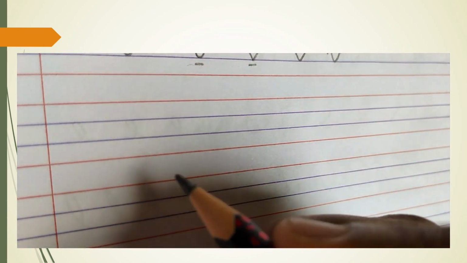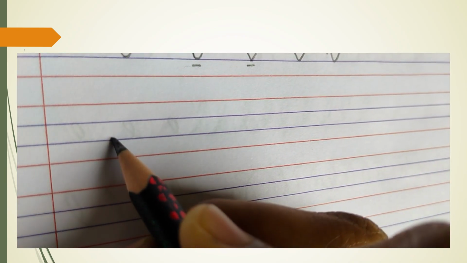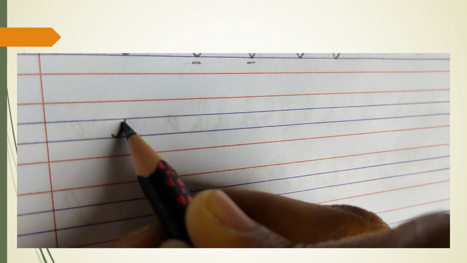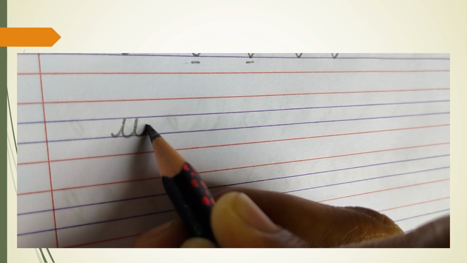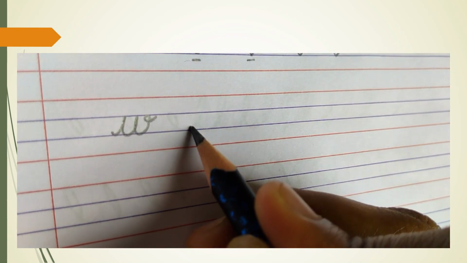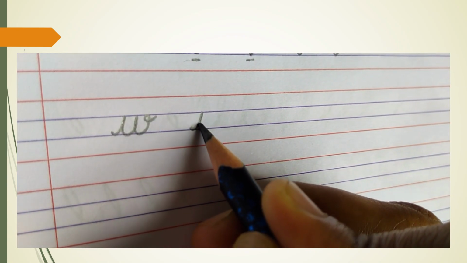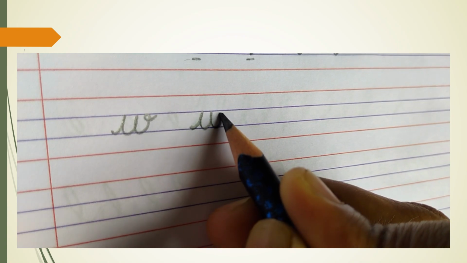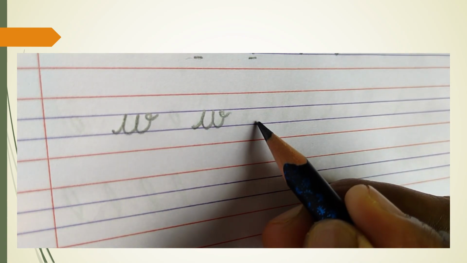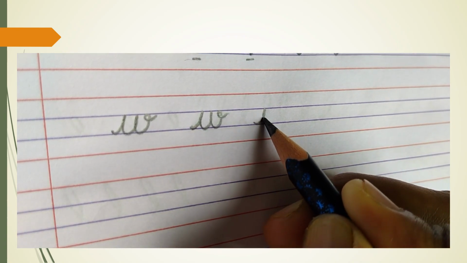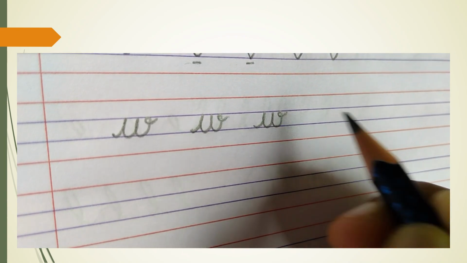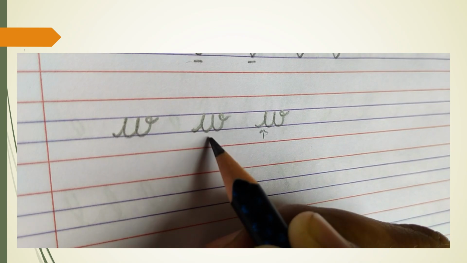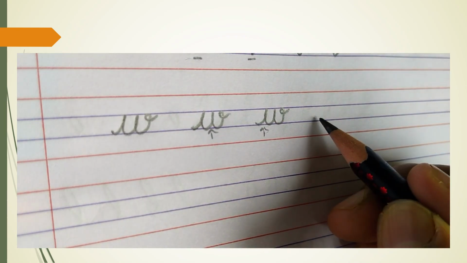Our next alphabet, W. Once you write U, take one more time and end with a small loop. Go up, come down and one more time, end with a small loop. Don't leave more gaps here.